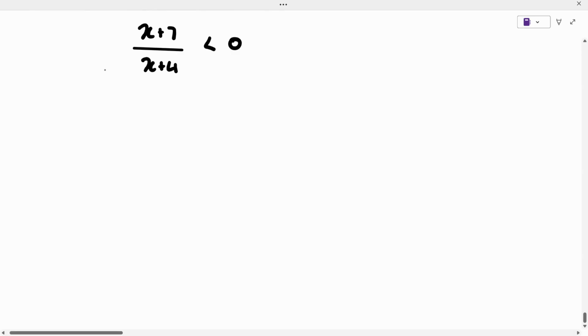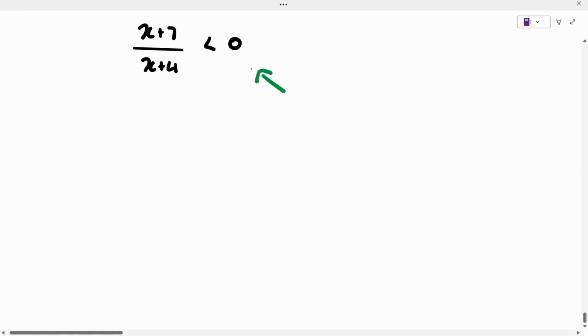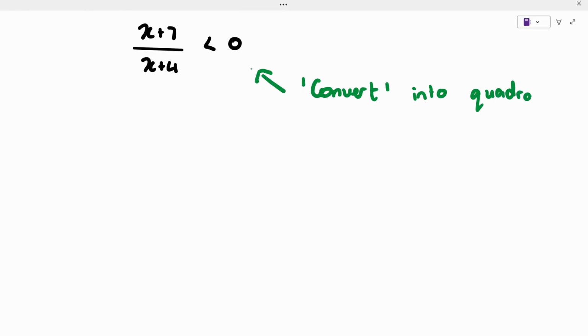You see, we can't really tell if the numerator or denominator is going to be greater than or less than 0 because we don't know the value of x. And x is any real number. So what we're going to do is actually convert this into a quadratic. I'm just going to put a side note: "convert" in quotation marks, because you're not really converting it, into quadratic.